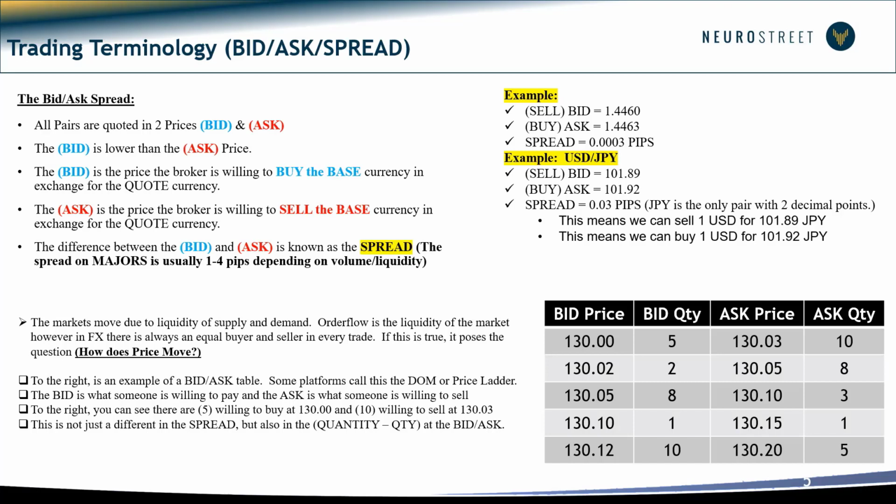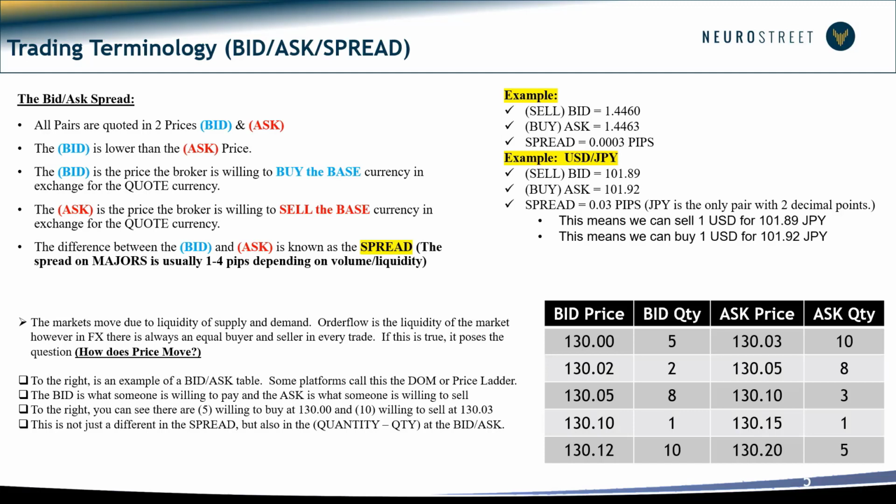An example here: if you're selling at the bid at 1.4460 and buying at the ask at 1.4463, you're going to have a spread of 3 pips, right? You can see that differentiation between the two. An example on the yen, you have 101.89 and 101.92. You can see the 2 decimal points. We have a 3 pip spread.